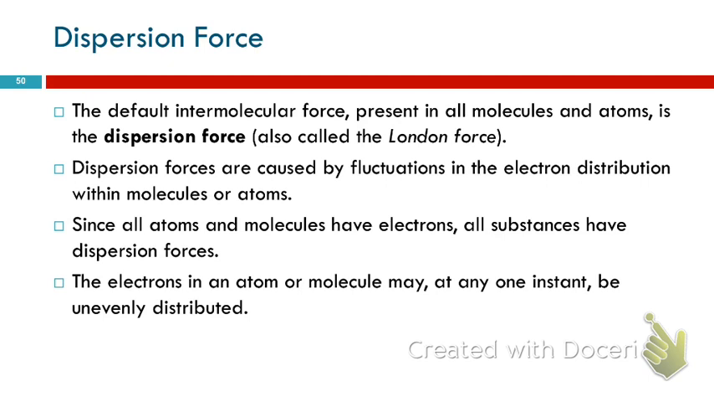Dispersion forces are caused by fluctuations in the electron distribution within the molecule or within the atom. All atoms and molecules have electrons, so all molecules and atoms have these dispersion forces. The electrons, we learned, are in these orbitals, which is just a region of space in which there's a high probability of finding the electron. It doesn't really say which part of it there is. It's just in that region somewhere.